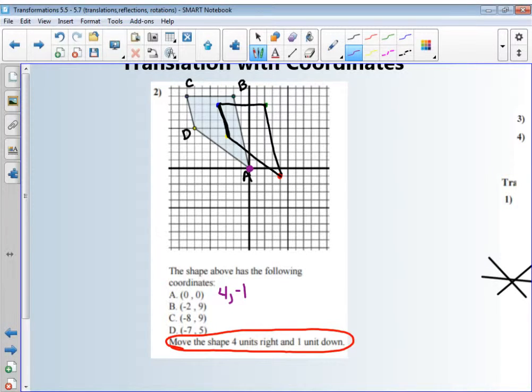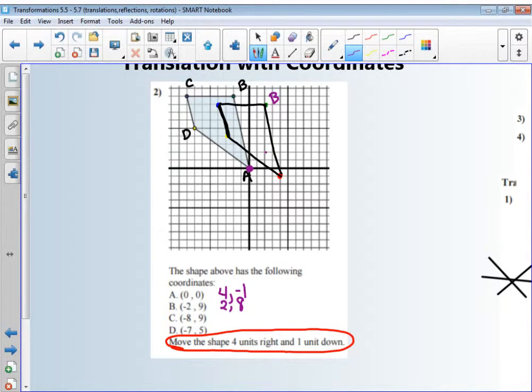Okay, so for B, my new B is right here. So the coordinates of that are over to 2. So I had to go over to the second line, and then I had to go up 1, 2, 3, 4, 5, 6, 7, 8. So 8 is my Y.